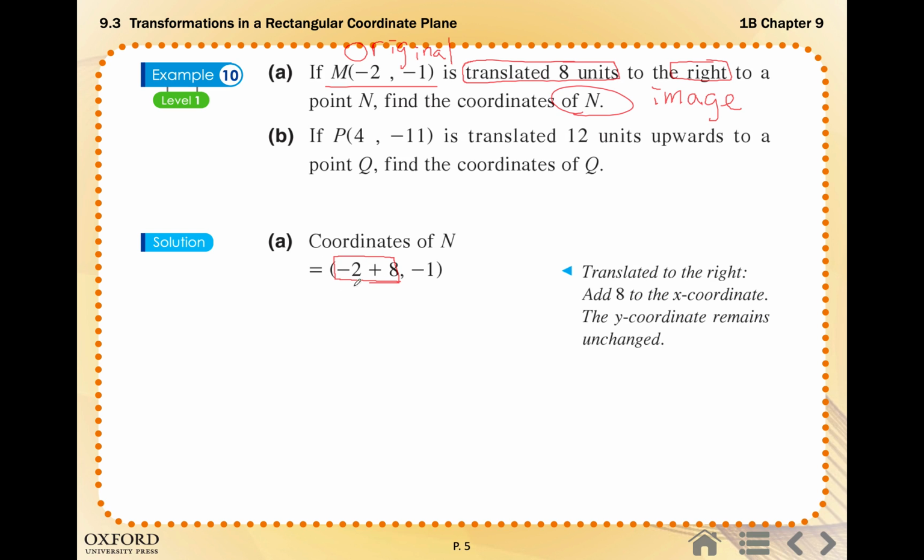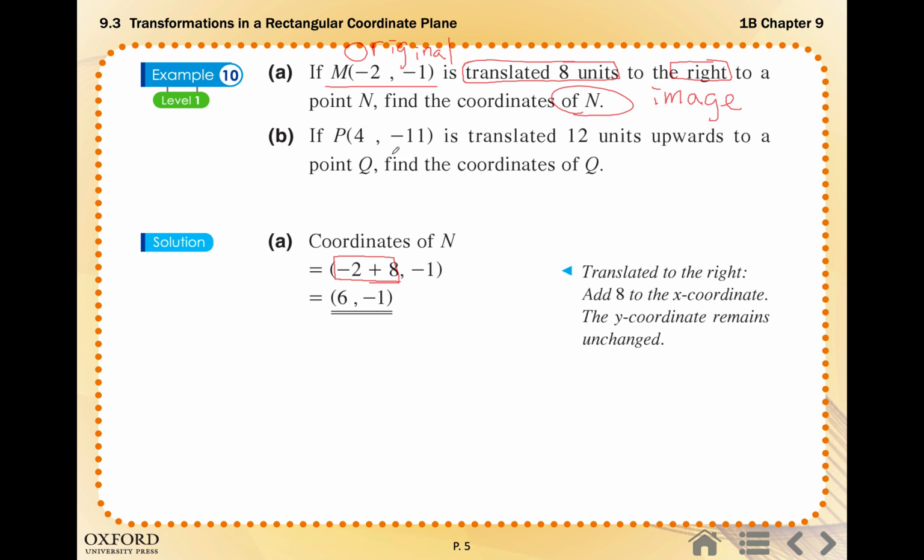So you can calculate the coordinates of N. In your presentation, you should show me the calculation about plus 8 to the x coordinate, and then write down the answer. So I think the answer is not difficult to write down. That is (6, -1). And next, part B.